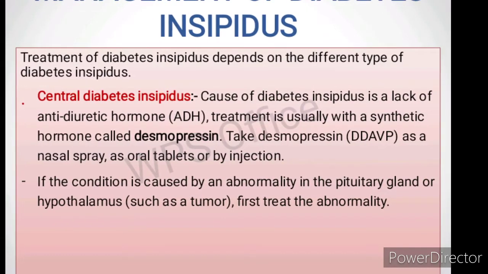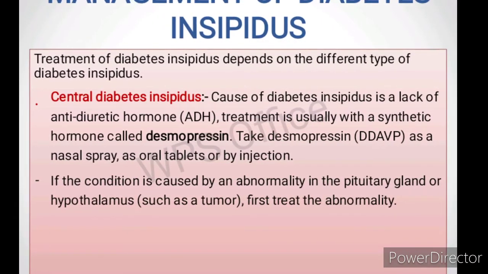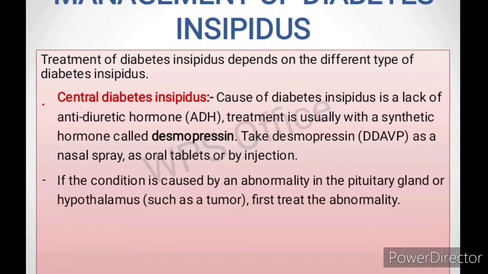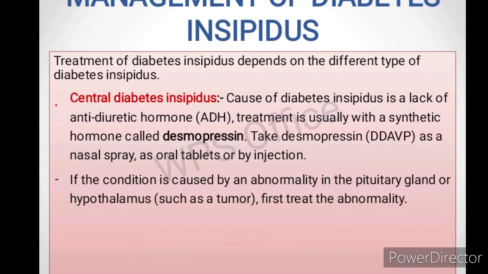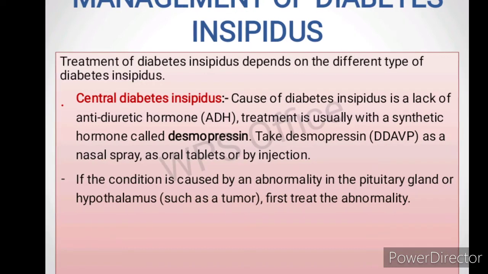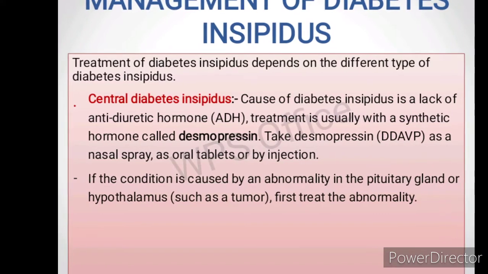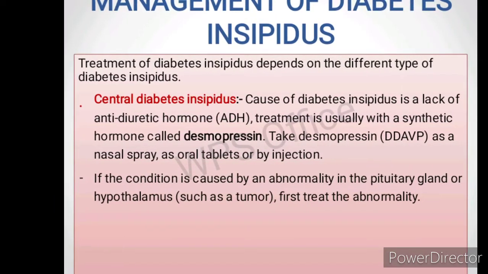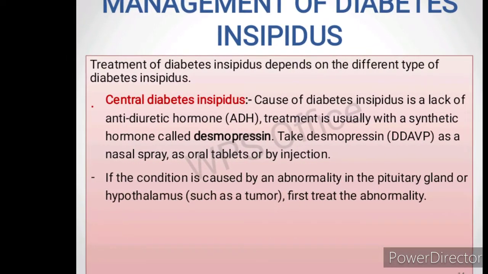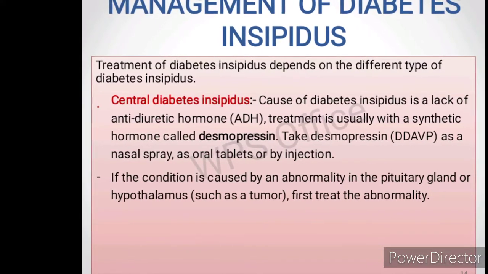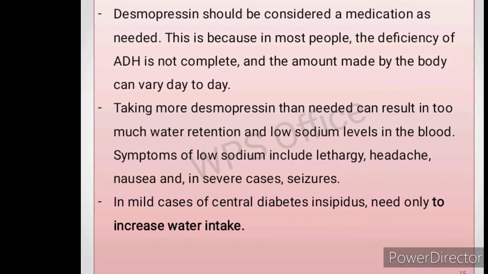Next is the management of diabetes insipidus. In central diabetes insipidus, it is due to the lack of the antidiuretic hormone, so it is usually treated with the help of desmopressin. It may be taken orally, nasally, or by injection. If the pituitary gland is suppressed due to any tumor present inside the brain, then it should be treated, like surgery should be done to remove the tumor. Then desmopressin should be considered as a medication as needed.